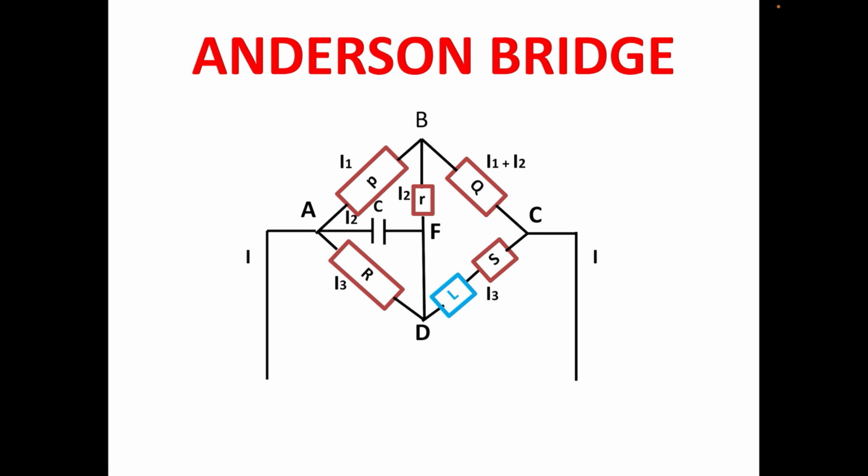At junction point B, currents I1 and I2 combine and total current I1 plus I2 flows through resistance Q. At junction point C, currents I1 plus I2 and I3 combine to give total current I. The bridge is said to be balanced when no current flows through the arm BFD of the circuit.